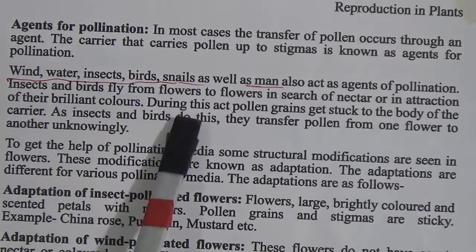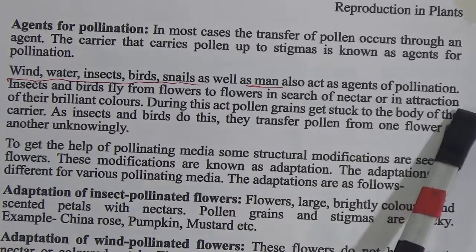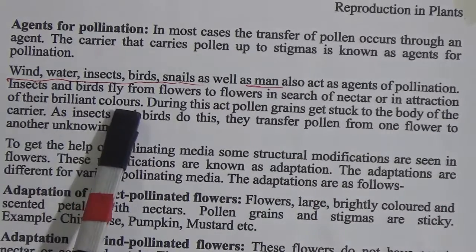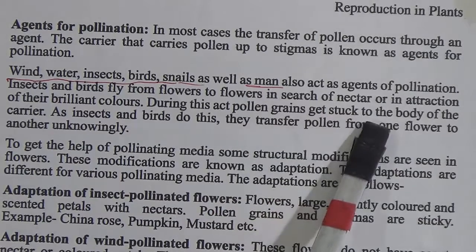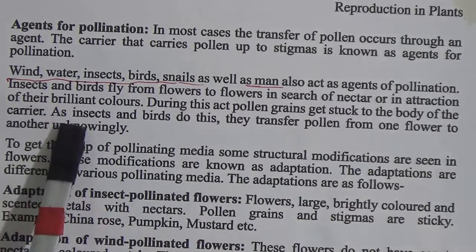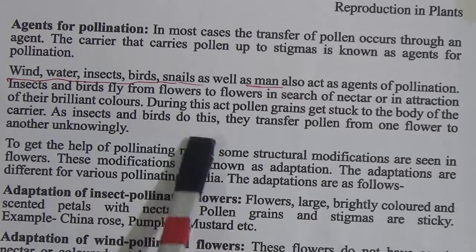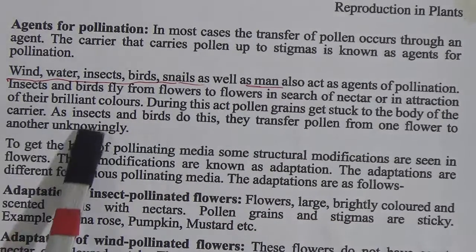Insects and birds fly from flower to flower in search of nectar or in attraction to their brilliant color. During this act, pollen grains get stuck to the body of the carrier, and as insects and birds do this, they transfer pollen from one flower to another unwillingly.